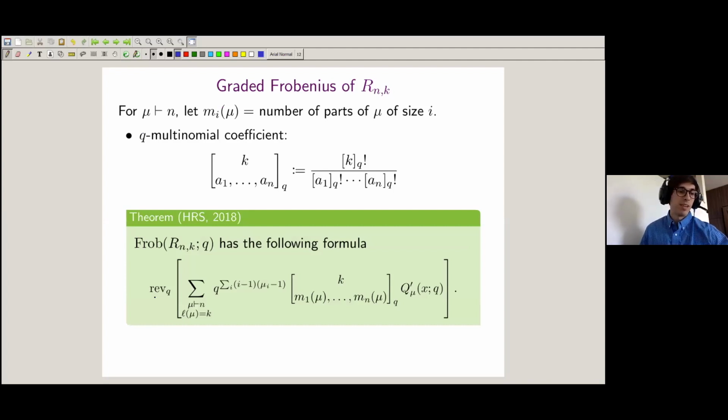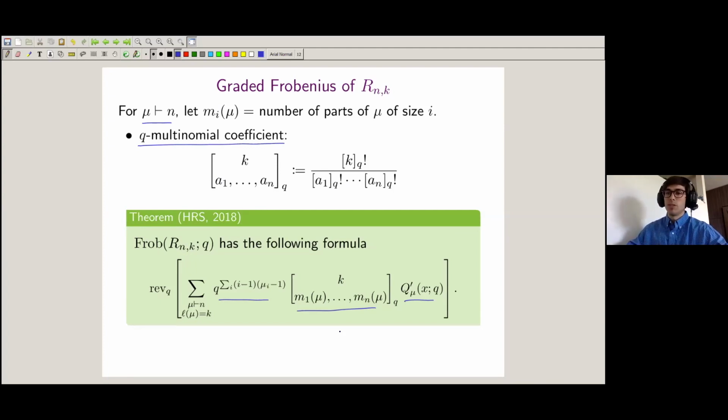And R_{n,k} also has a really nice graded Frobenius characteristic formula. If μ is a partition of n, we'll let m_i(μ) be just the number of parts of μ of that size. And the q-multinomial coefficient is: you take the formula for the multinomial coefficient and you just q-ify everything. And Haglund, Rhoades, and Shimozono proved that the graded Frobenius characteristic has this really nice expression. It might be hard to parse at first, but this is just a q-shift times the q-multinomial coefficient times Q'. And then you take all of that and you q-reverse it.